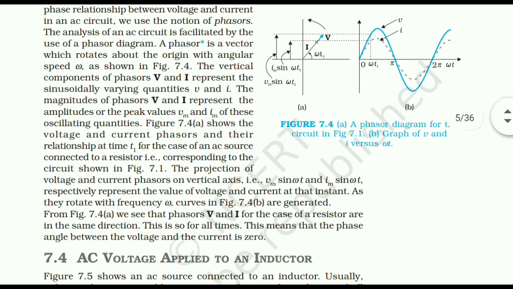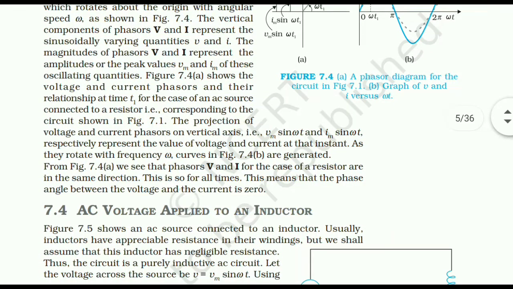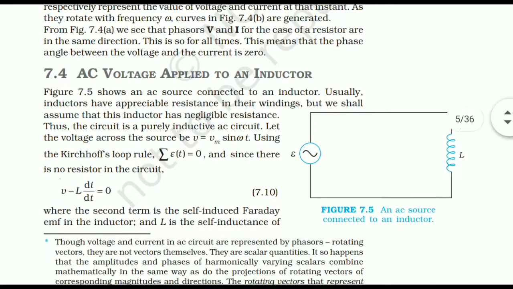The projections of voltage and current phasors on the vertical axis, that is, Vm sin omega t and Im sin omega t, respectively represent the values of voltage and current at that instant. As they rotate with frequency omega, the curves in figure 7.4b are generated. From figure 7.4a, we see that phasors V and I for the case of a resistor are in the same direction. This is so for all times. This means that the phase angle between the voltage and the current is 0.